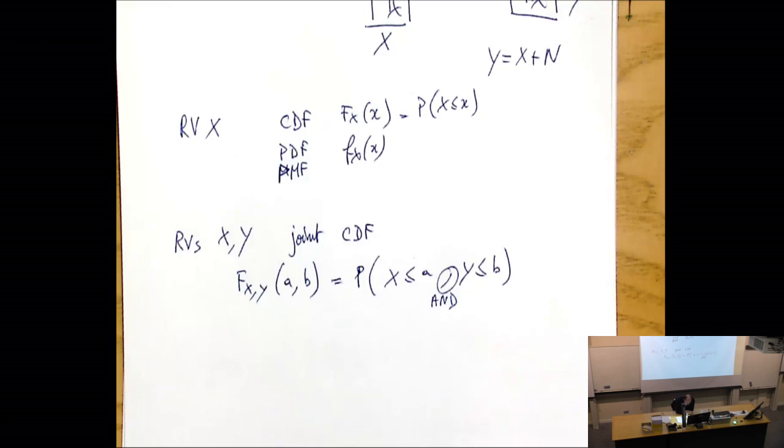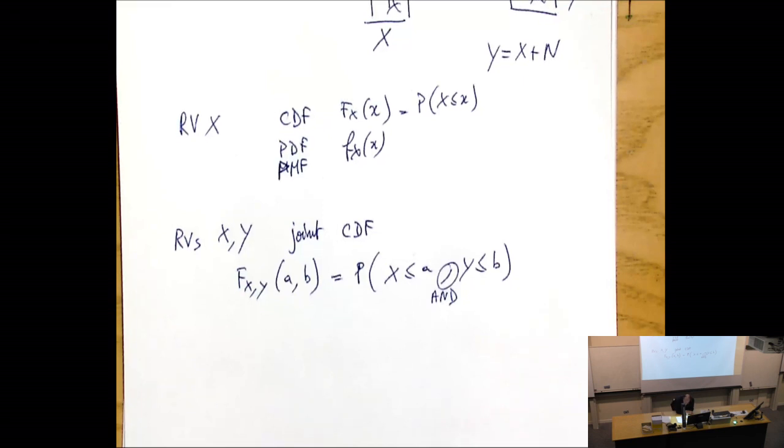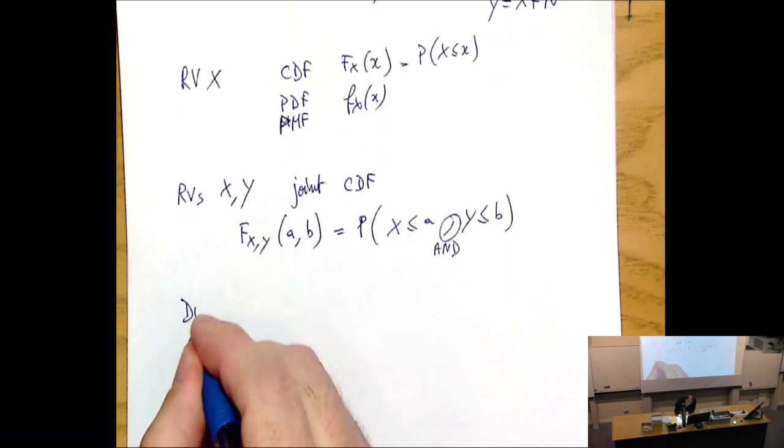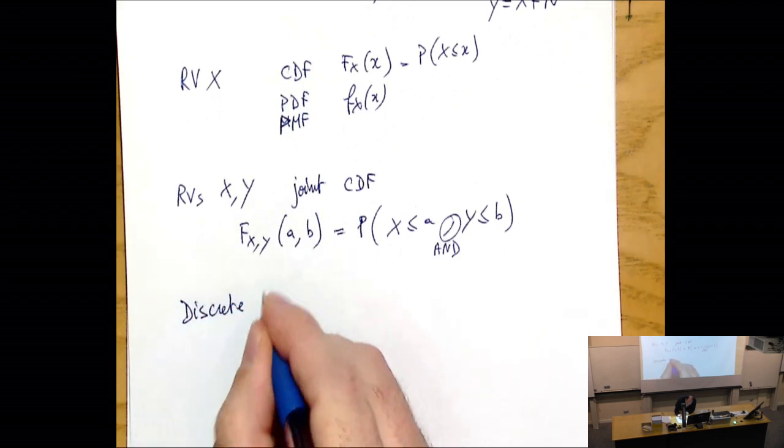Right, so this is something that you can see when X and Y are discrete. They can also be continuous. And so the first thing we're going to look at is the case where X and Y are discrete random variables.